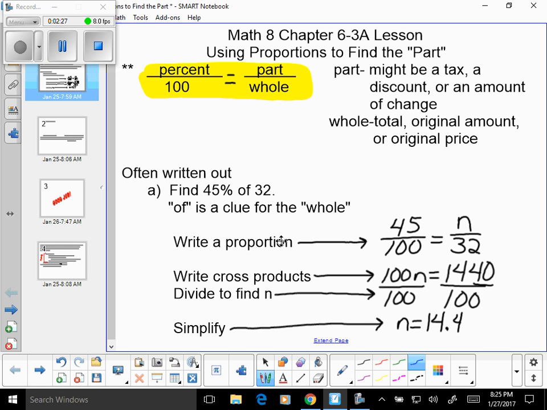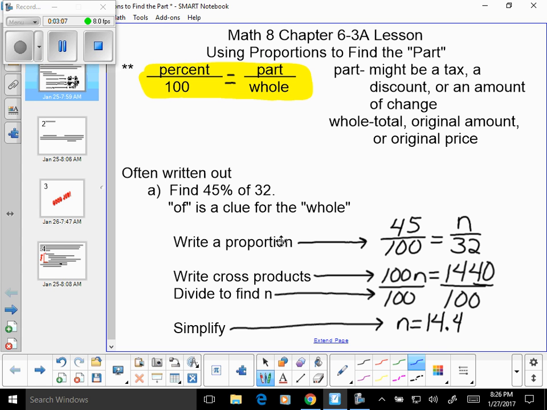Now the whole can also stand for an original amount, and we use that a lot of times if we're dealing with calculating percent of change. The whole can also be an original price. Perhaps you're going to find out how much you pay for a pair of shoes that originally cost $175, or a jacket that costs $225, or a car that costs $27,895. Let's look at some examples of problems and how they're going to be worded.